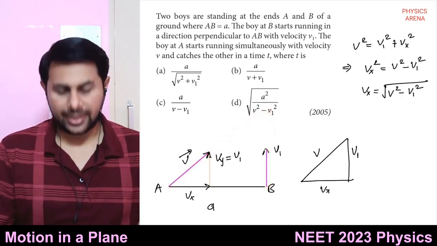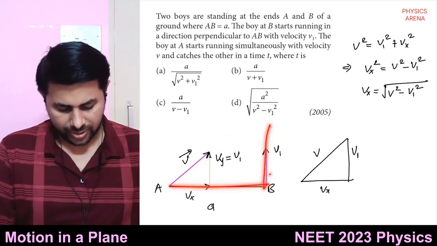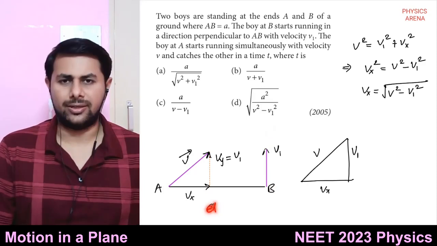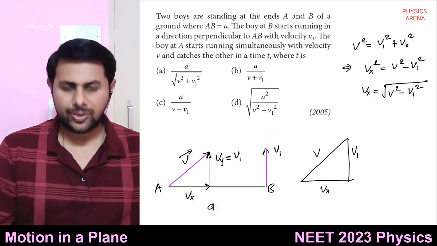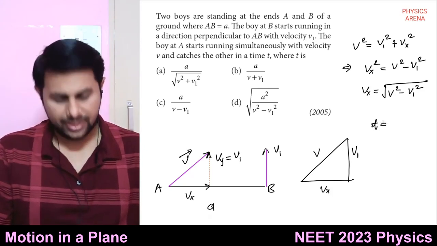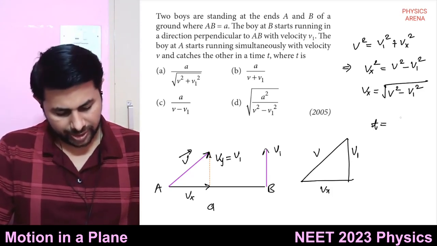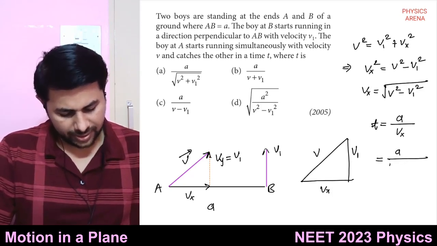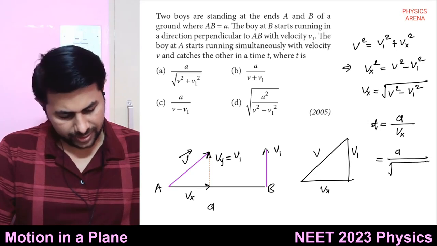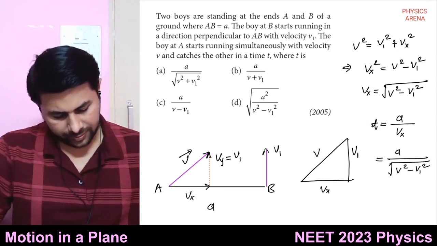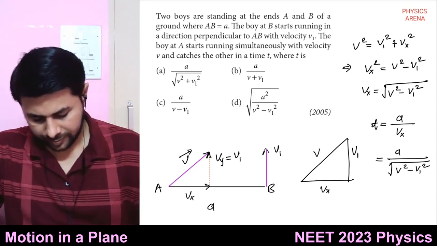So whenever he catches the other boy, the distance covered in the x direction would be equal to what? It will be equal to a, right? So how much would be the time? The time in which he catches the other boy will be equal to a divided by vx. That is a divided by v square minus v1 square. So option D.